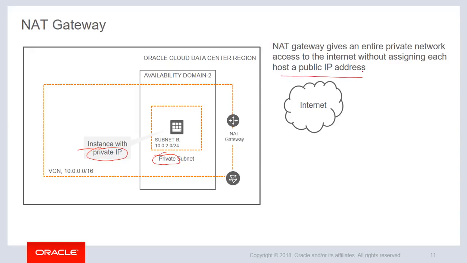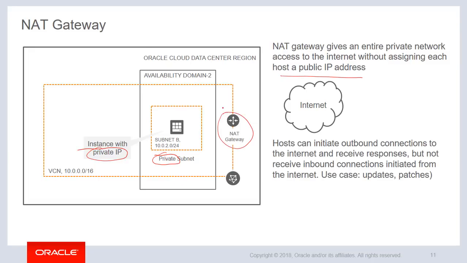So a NAT gateway gives an entire private network access to the internet without assigning each host a public IP address. So hosts can initiate outbound connections to the internet and receive responses, but cannot receive inbound connections initiated from the internet. So it can go all the way here and it can receive responses, but it cannot receive inbound connections which are initiated all the way from the internet. Those are blocked. If you want to enable that scenario, go with internet gateways.